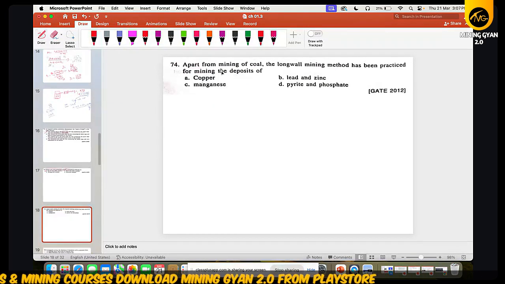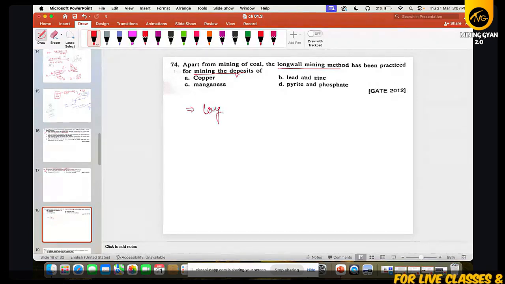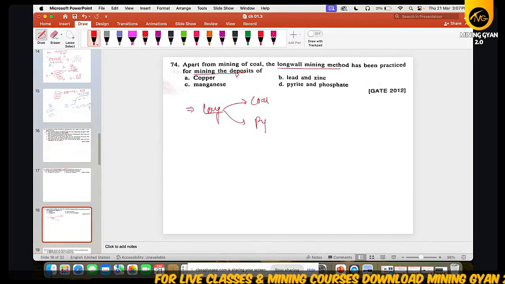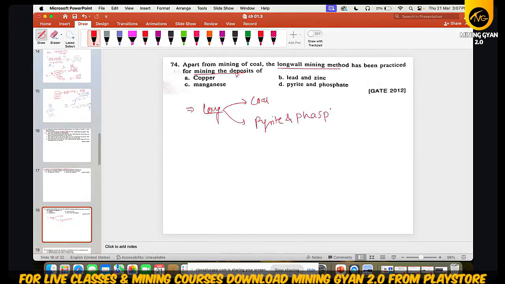Next question. Apart from the mining of coal, the longwall mining method is practiced for mining which other deposits? The longwall method, everybody knows we use for coal, but we also use it for pyrite and phosphate.